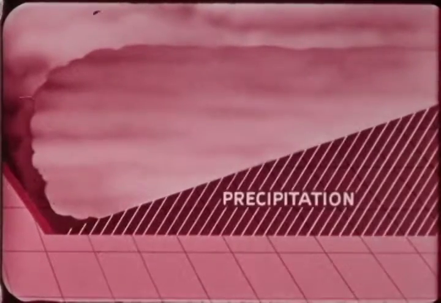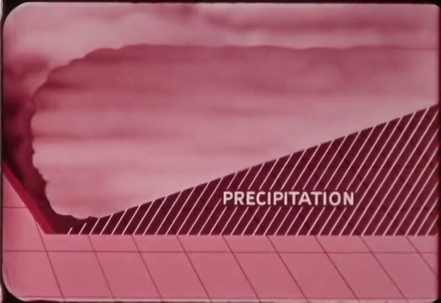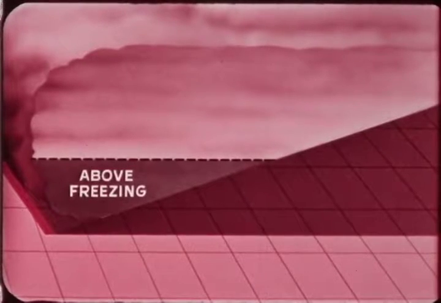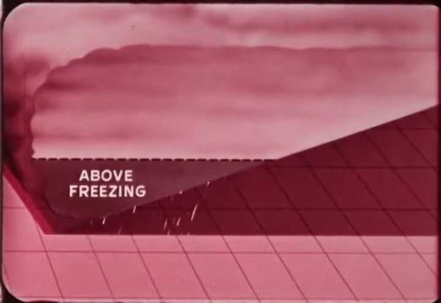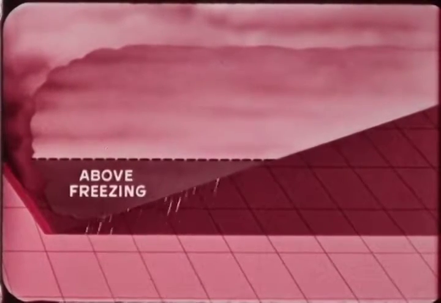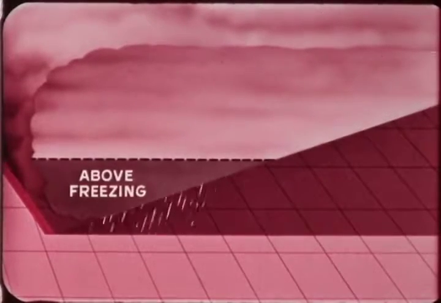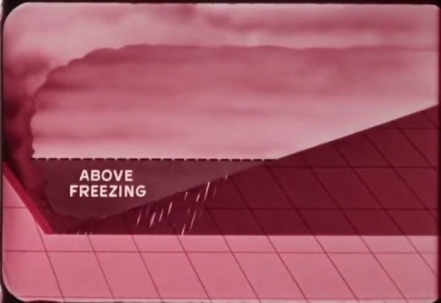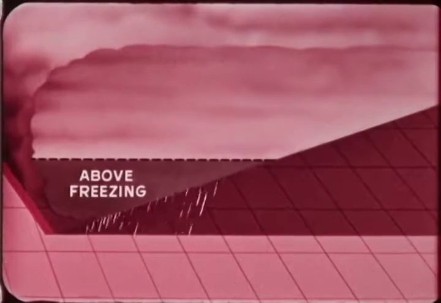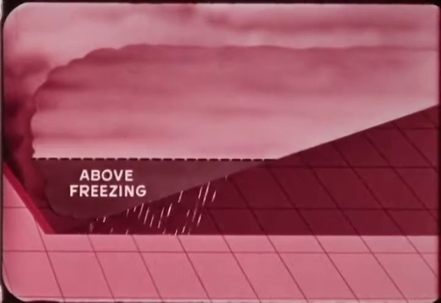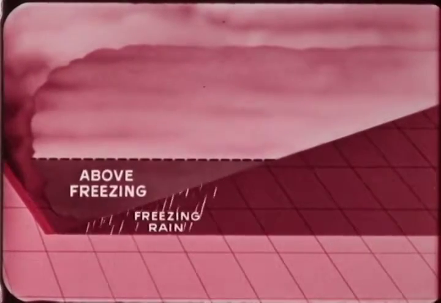The type of precipitation falling from these clouds and into the cold air underneath is determined by the temperature of the warm air from which it falls. Under the area where the temperature of the warm air is above freezing, rain will fall. When the temperature of the cold air is below freezing, the raindrops will freeze as they contact your plane. This type of precipitation is called freezing rain.